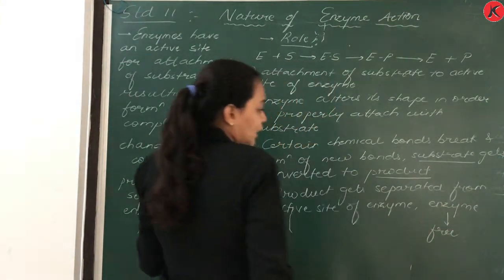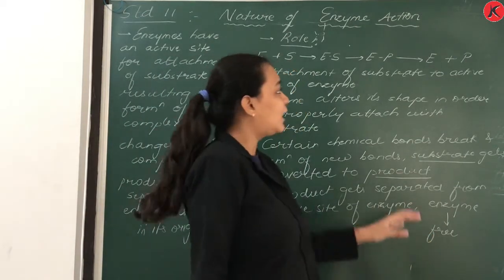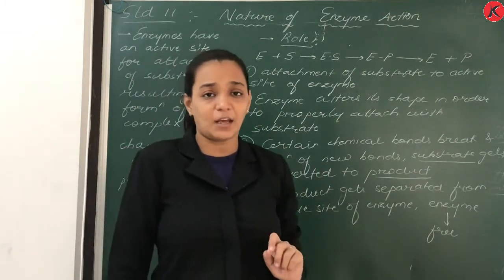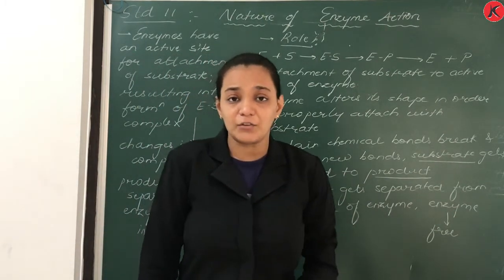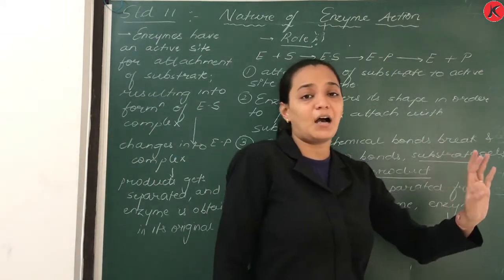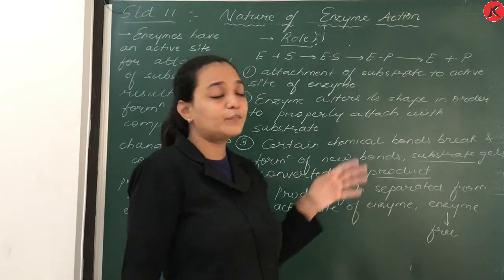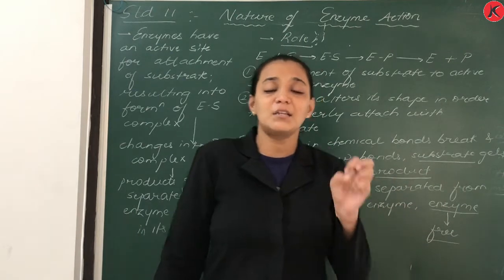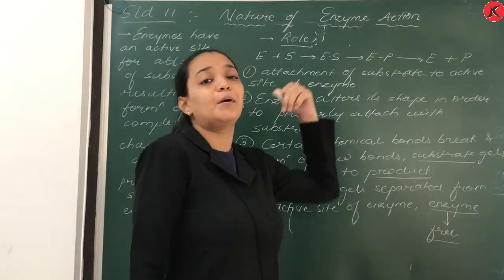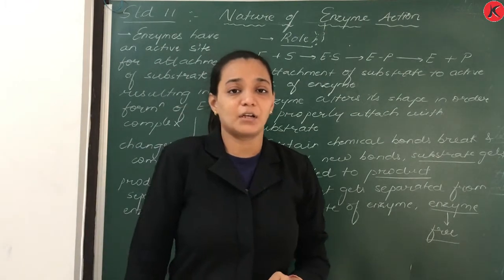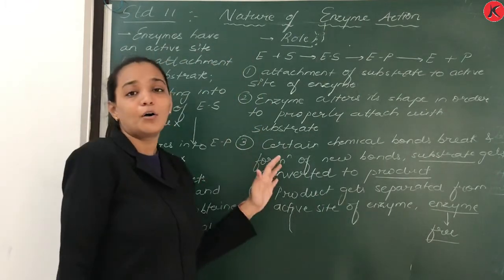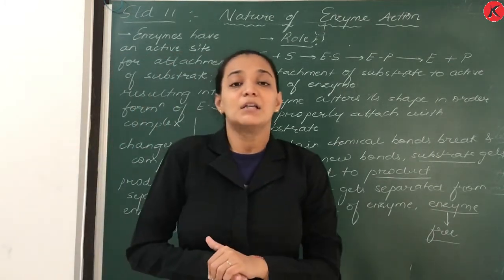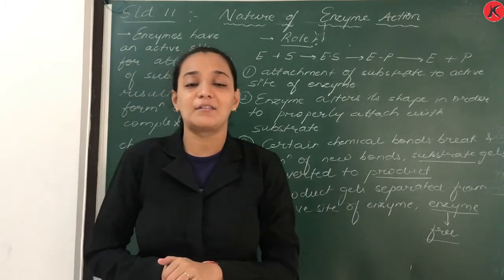So enzyme again is going to become free because the product is no longer able to attach to the active site of the enzyme, as its conformation has changed. So this product is going to be separated out from the enzyme, and at the end of the reaction we again get our enzyme free. We get our enzyme free means now the enzyme is free to again perform the new chemical reaction. So in this way there will be the role of the enzyme action, the nature of the enzyme action. Next we will discuss some factors which are affecting the enzyme activity.